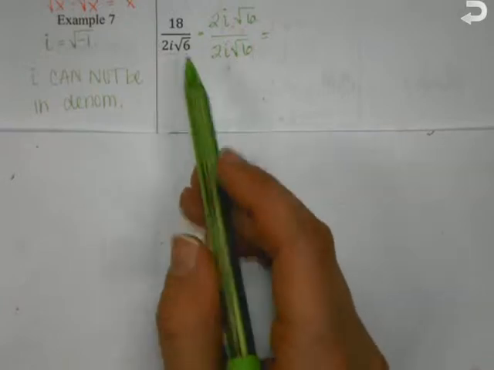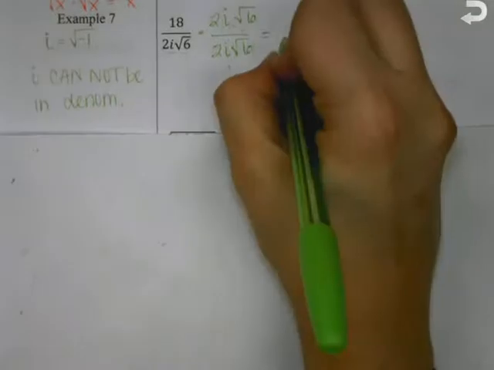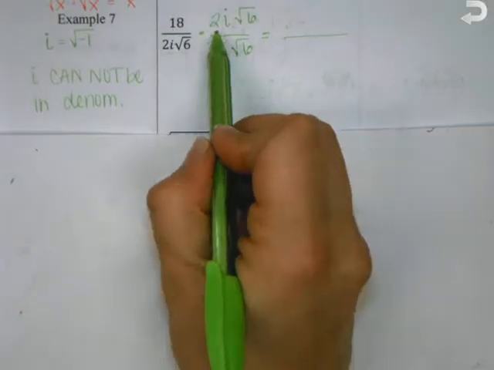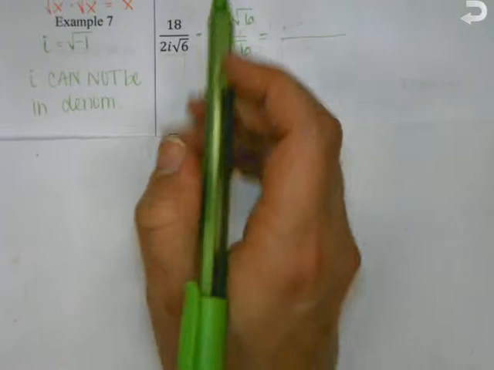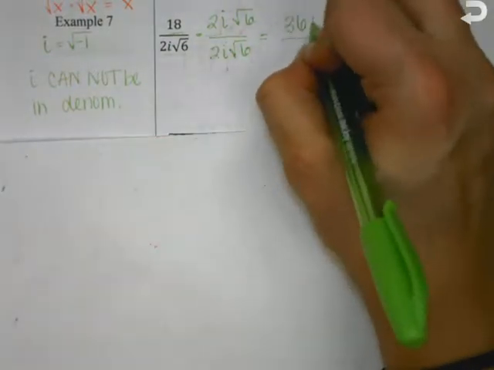So let's look at the top first. 18 times 2I root 6. 18 times 2 gives me 36, so that gives me 36I root 6. We are allowed to multiply whatever we want. Now let's look down here.